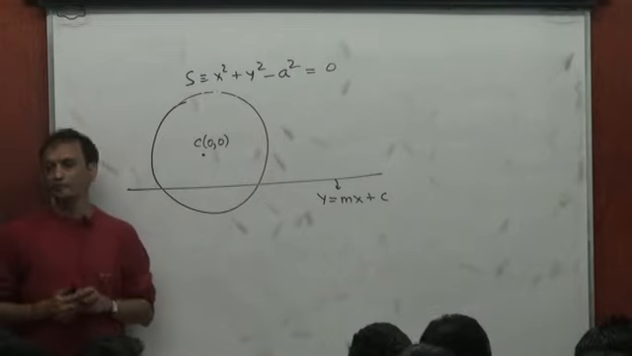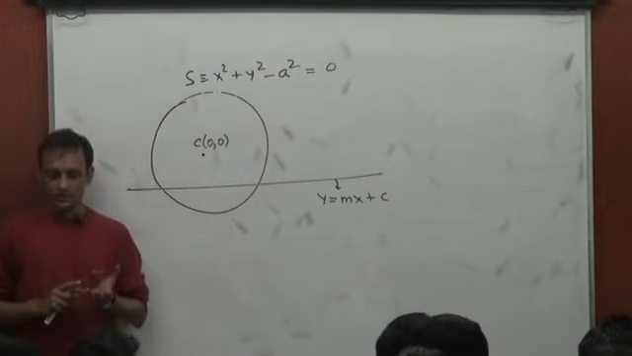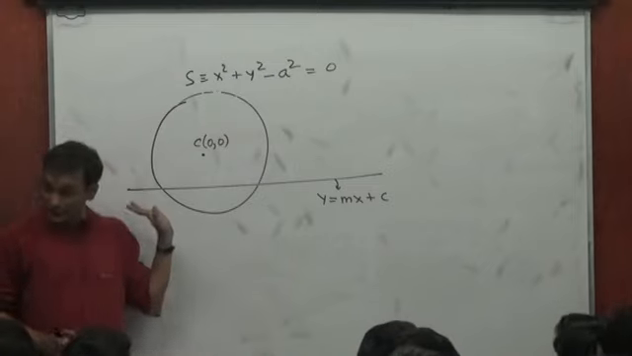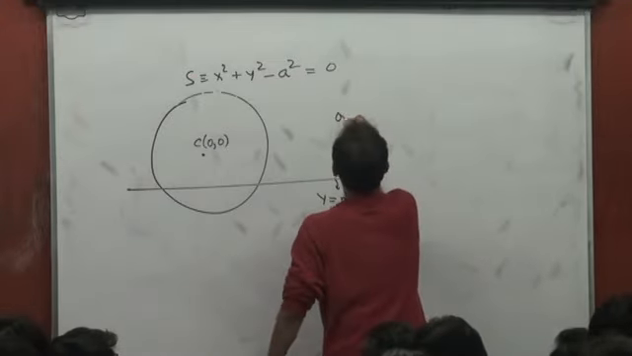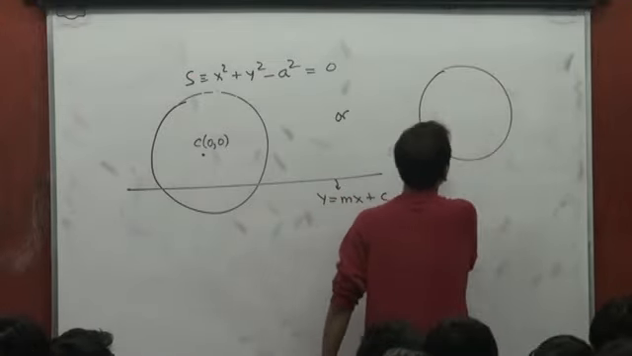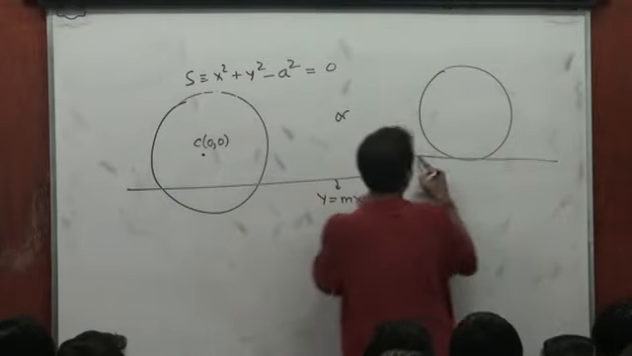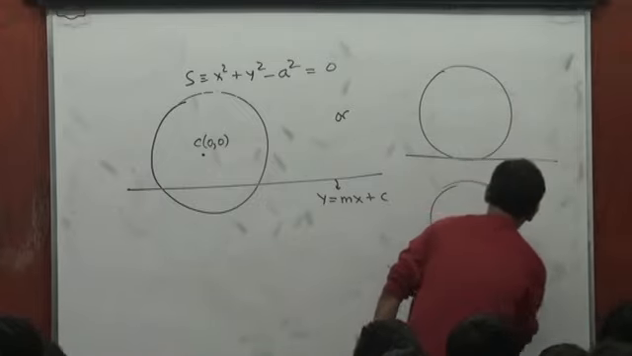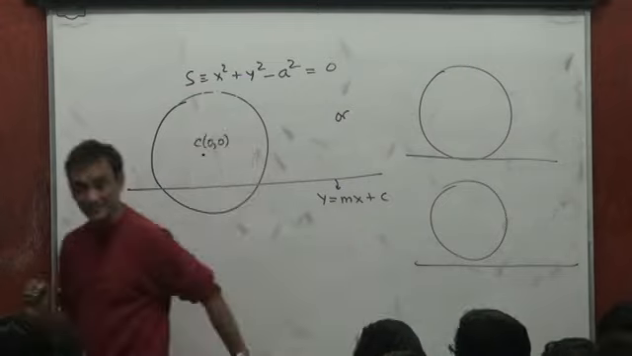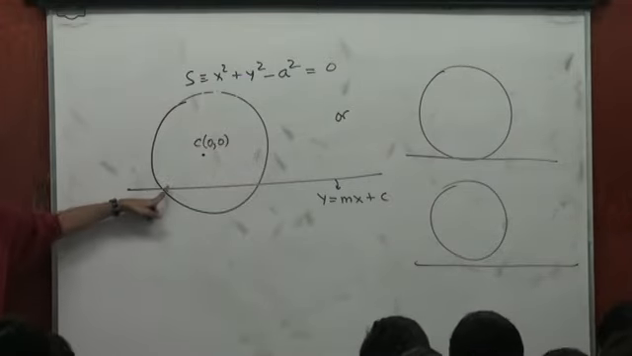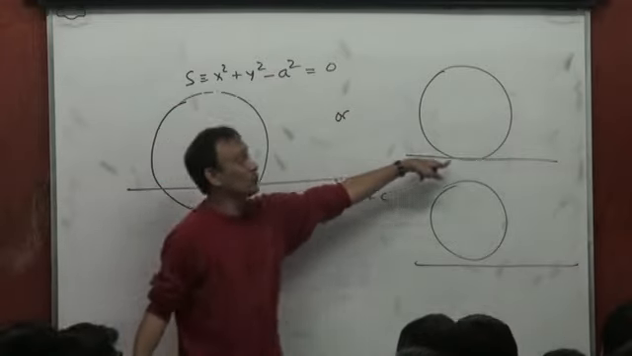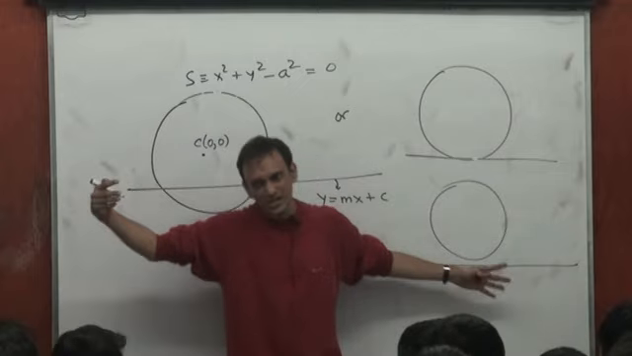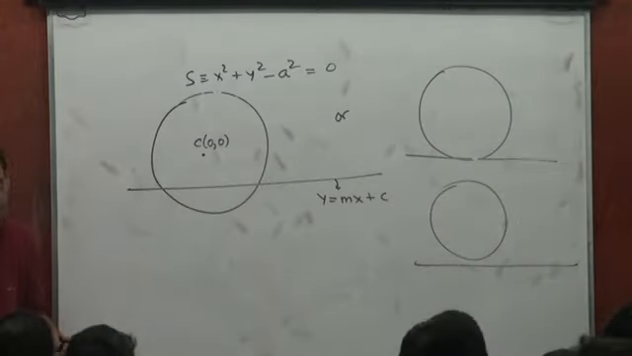In general, a straight line would intersect the circle at 2 points. Those 2 points could be real and distinct like this, or real and coincident, when these 2 points come closer and closer and become coincident. Or the straight line could intersect the circle at 2 imaginary points, which in common parlance means it does not intersect the circle. These are the various orientations of a line with respect to a circle, right?